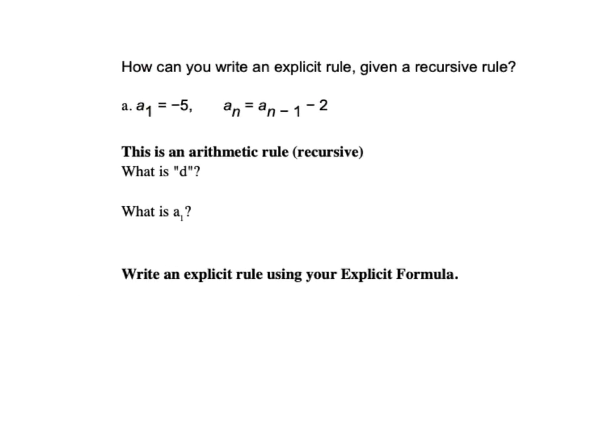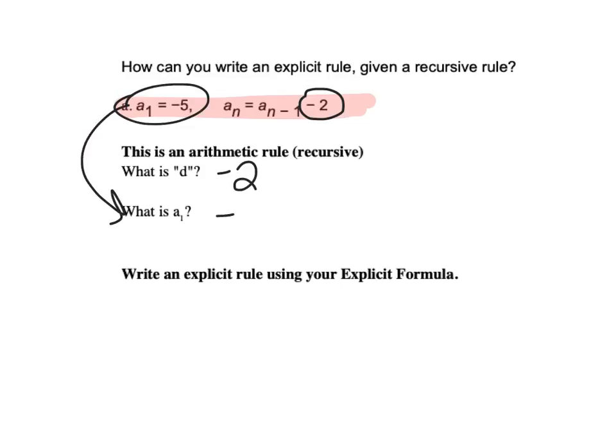Okay, now we're going to go the other way. Now I'm going to give you a recursive rule. I know it's a recursive rule because it defines a sub 1 and it's written in the form a sub n equals a sub n minus 1 plus d. So it's arithmetic, because there's a common difference being added or subtracted at the end. What is our common difference? It's the number being added or subtracted on the end. In this case, -2 is our common difference, and a sub 1, it tells us, is -5.